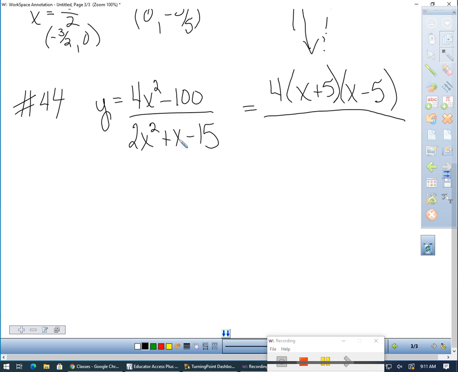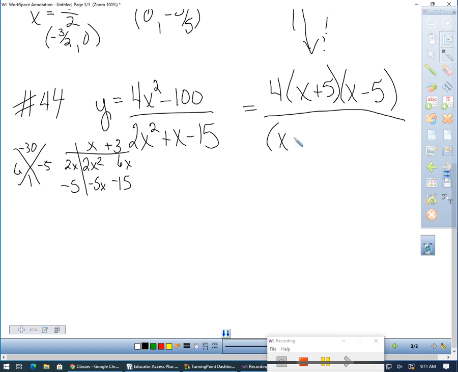On the bottom, to factor this, let's first do our x. So negative 30 over 1 is 6 and negative 5. To finish factoring this, we have 6x and a negative 5x. So we take out 2x and a negative 5. We're going to take out an x and a positive 3. Alright, so our factors on the bottom are x plus 3 and 2x minus 5.